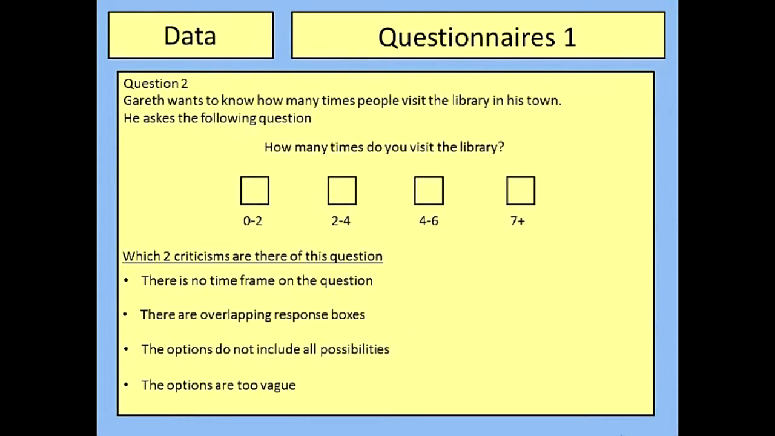Question number 2. Same deal again. Pause the video here. Look for 2 of the valid criticisms from the list of 4 below. Hit play when you're ready for the answer.